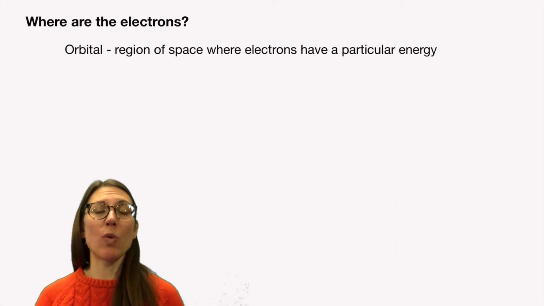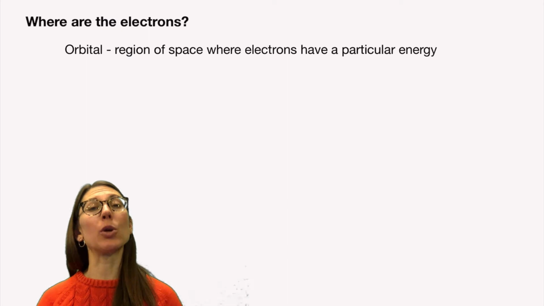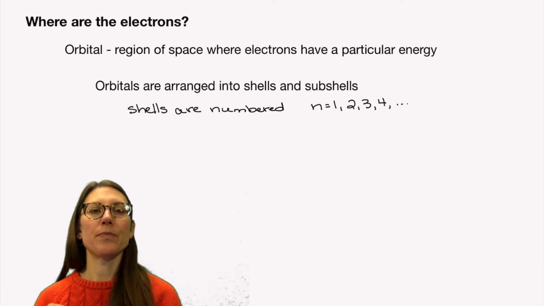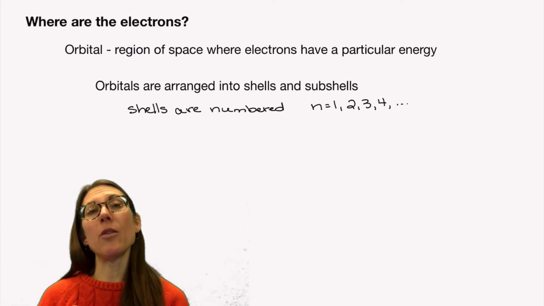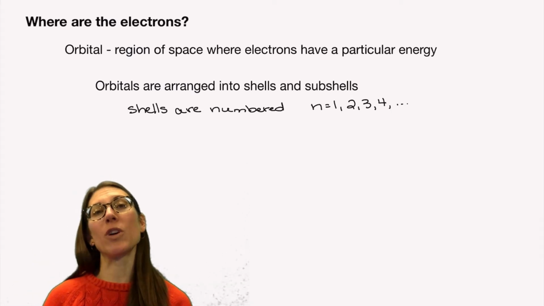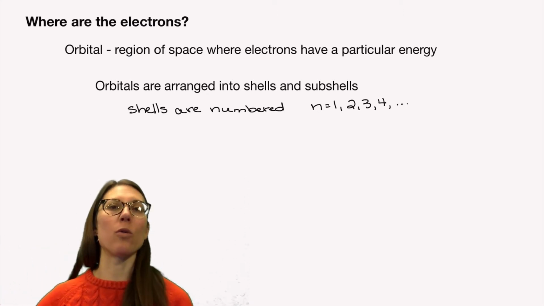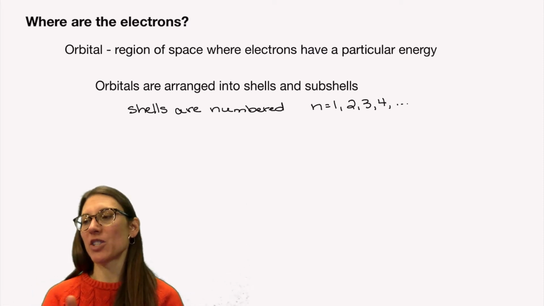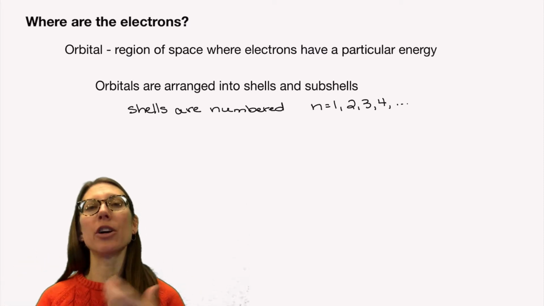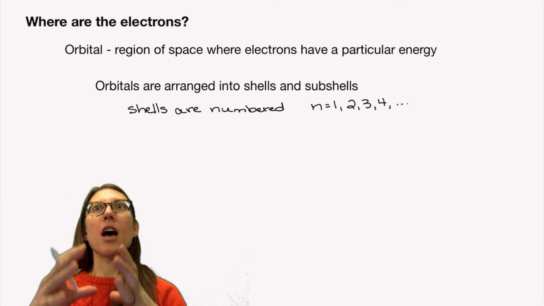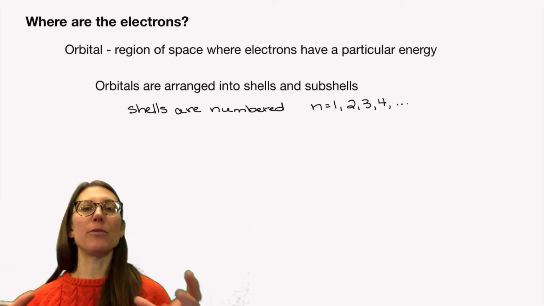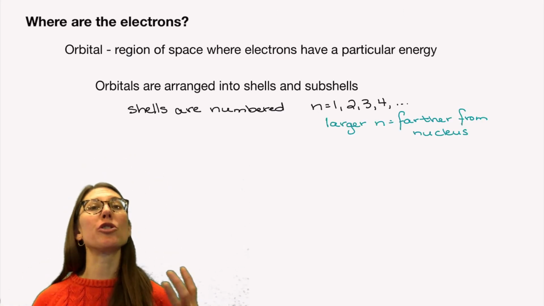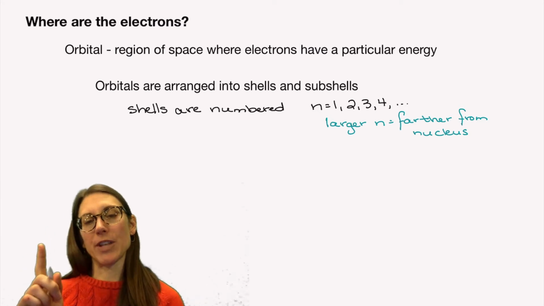So these orbitals where we find our electrons are indeed organized and grouped into shells and subshells. Let's talk about the shells first. The shells that the orbitals are organized into are actually going to be numbered 1, 2, 3, 4, and so on and so forth. And the larger the number of the shell, and so we're going to say n equals the number of the shell, the farther those electrons are from the nucleus. And if they're farther from the nucleus, it turns out they're actually just larger regions of space. So that's the first thing.